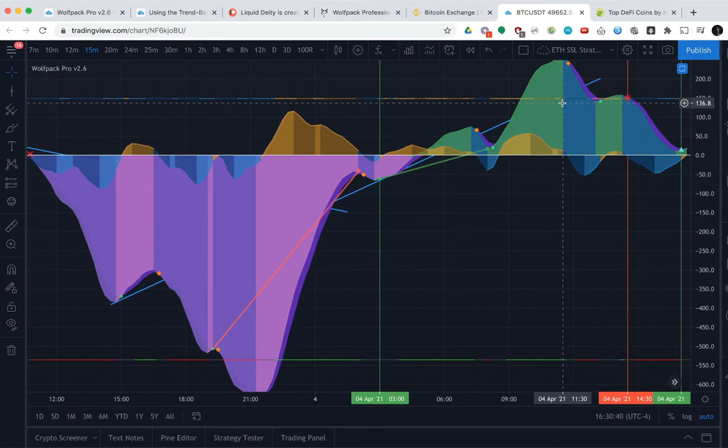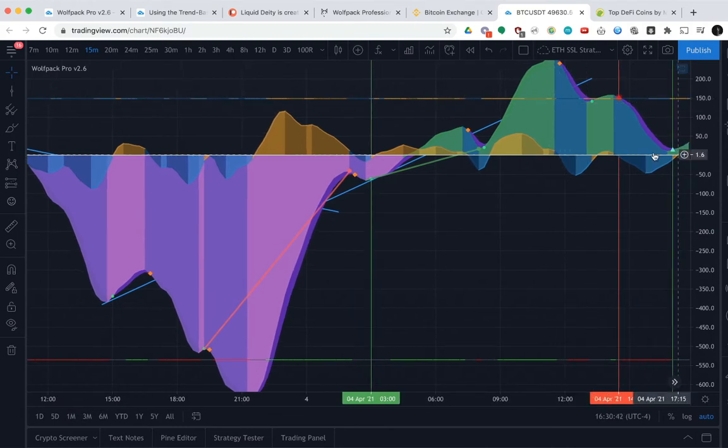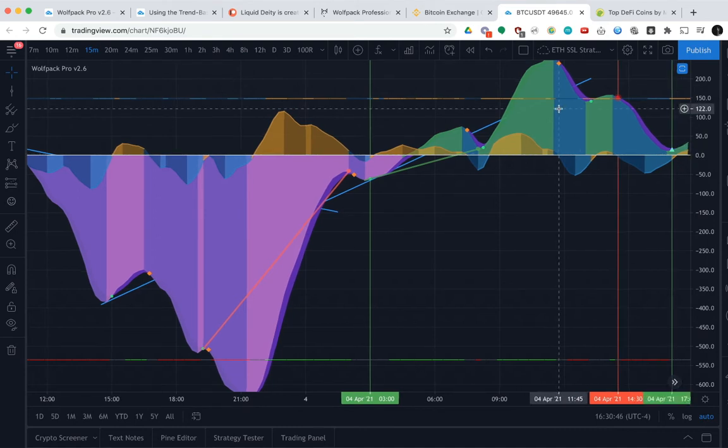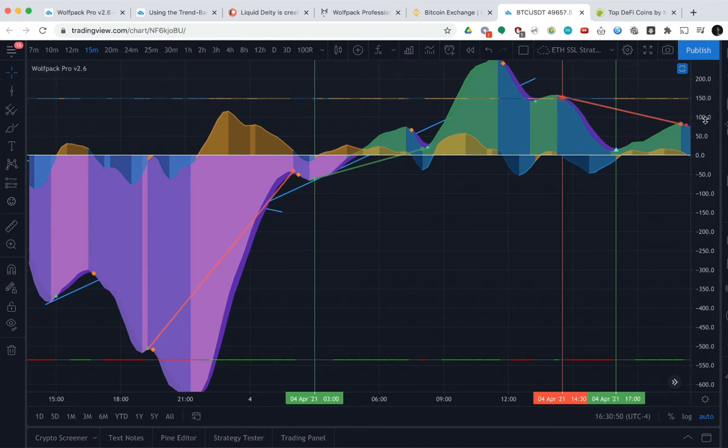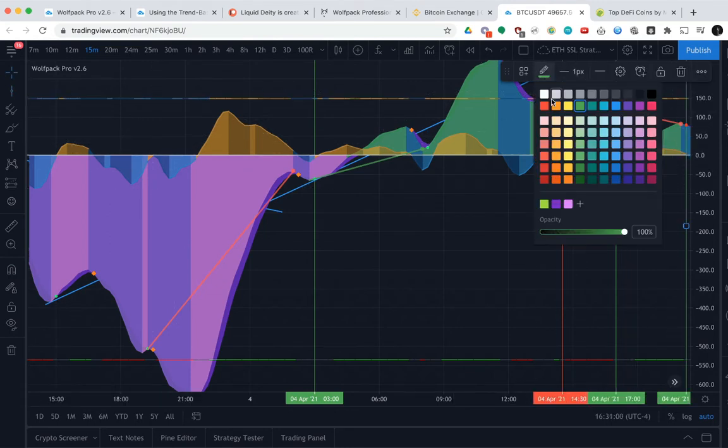And see if this comes up. If Wolfpack Pro tipped downwards and slipped below zero, that would be a sell. So here we're long, and now we have confirmed divergence and a sell signal. So that would be our sell. Okay.